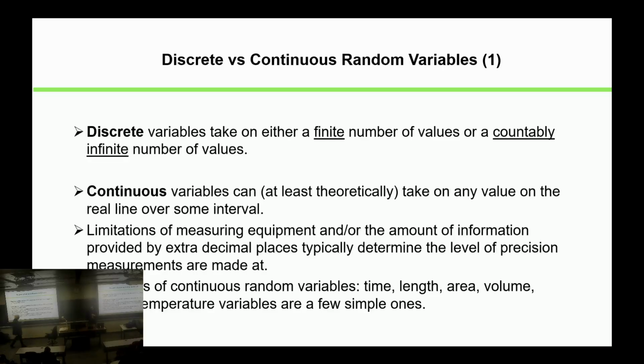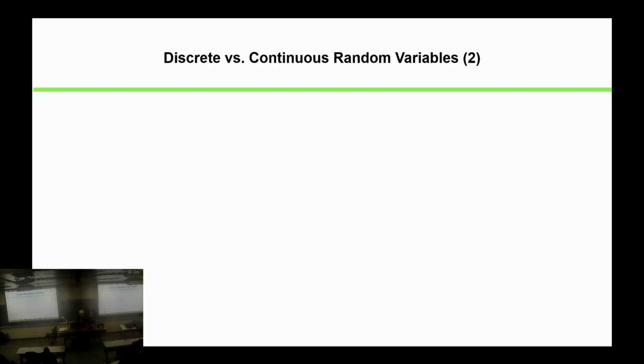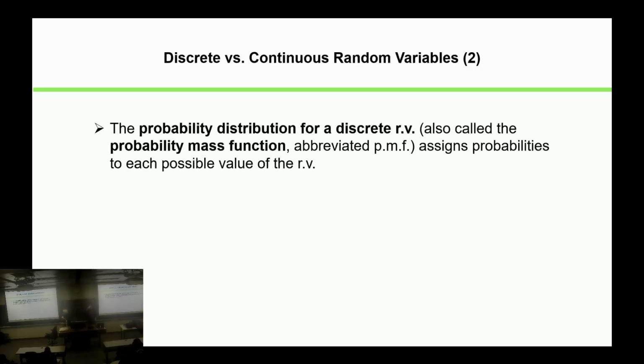Okay, so these are, of course, very common variables that we measure and need to do some sort of analysis on. Okay, so a second slide here is to distinguish between the probability mass function for a discrete random variable and the probability density function for a continuous random variable.